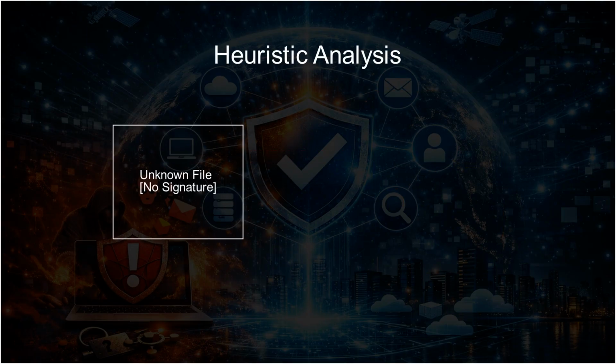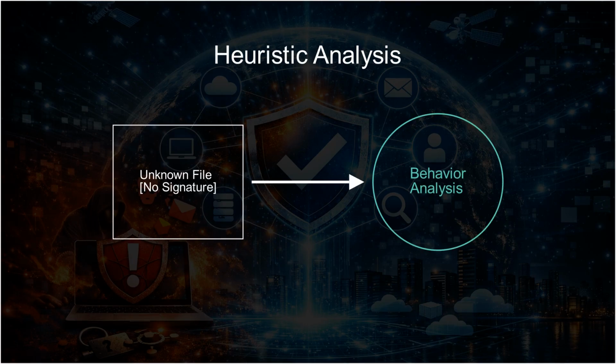Because hackers constantly alter their malware to evade signatures, modern antivirus also relies on heuristic analysis. When an unknown file appears without a matching signature, the software examines its behavior and internal structure. If the file attempts to modify critical system registries or inject code into other processes, the heuristic engine flags it as highly suspicious.